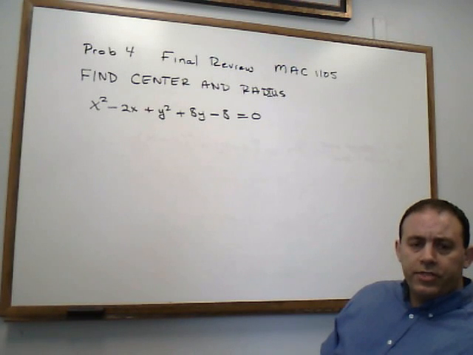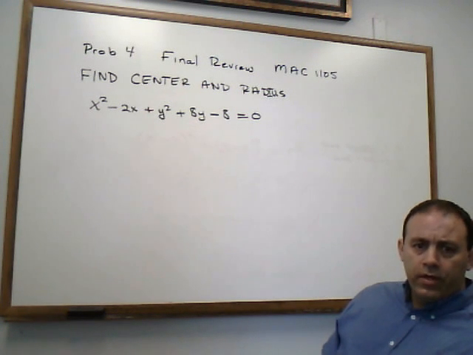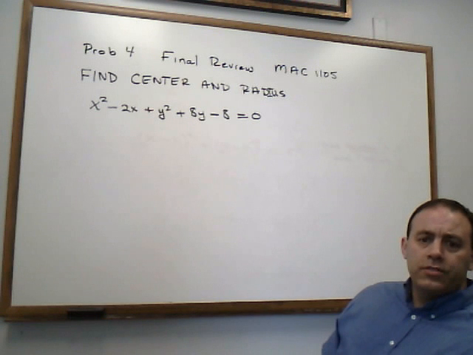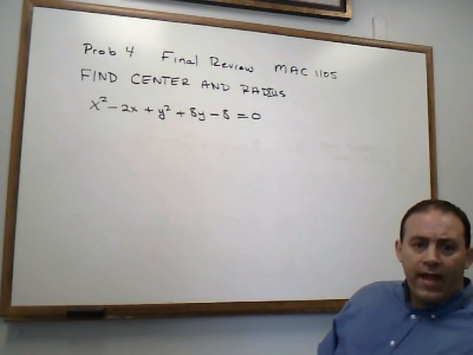Problem 4 on the College Algebra Final Exam Review focuses on finding the center and radius of a circle equation that's written in what we call general form. That form isn't as helpful as the form we use in class in terms of the center and radius. What we need to do first is get this to look like our standard form.